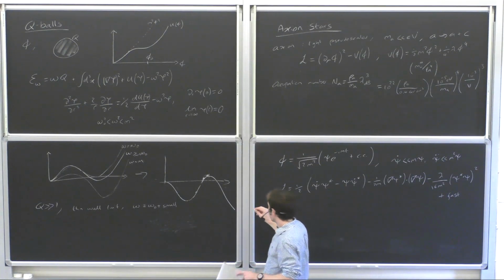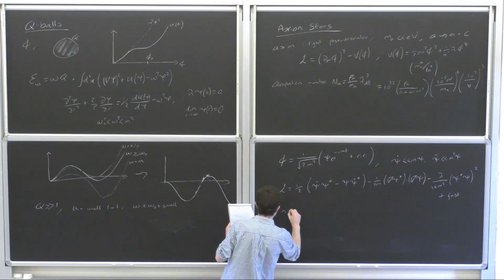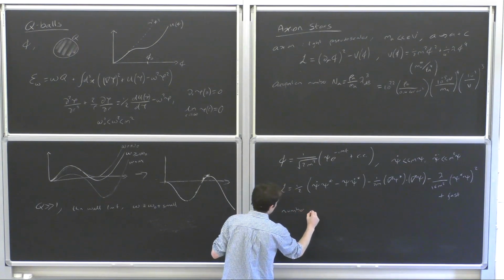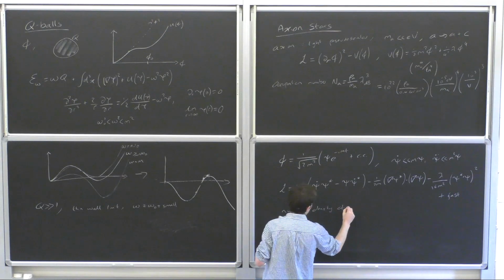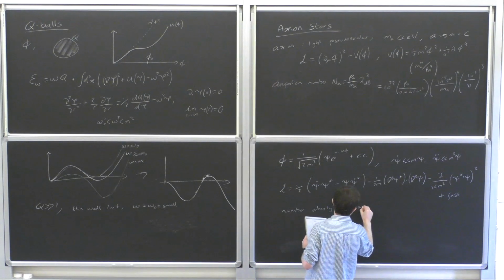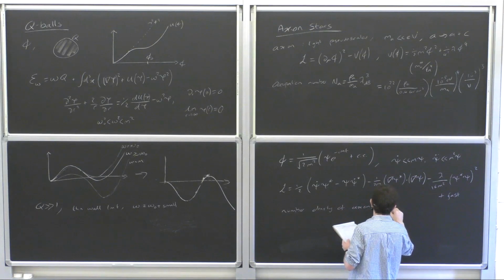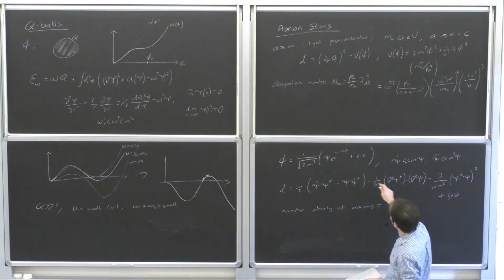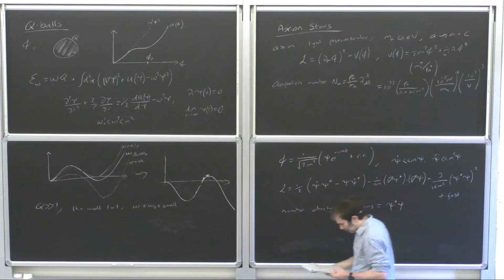And with a bit of staring at it, you can convince yourself that the number density of axions is, up to some normalizations depending on m, just the absolute value of psi squared.